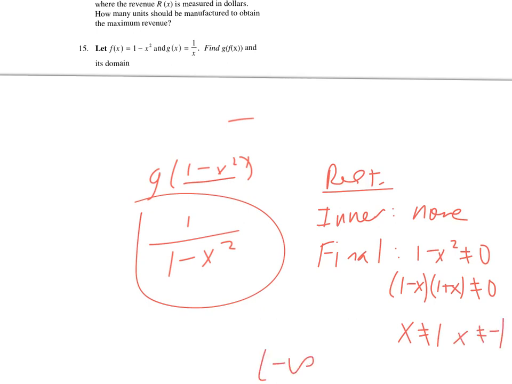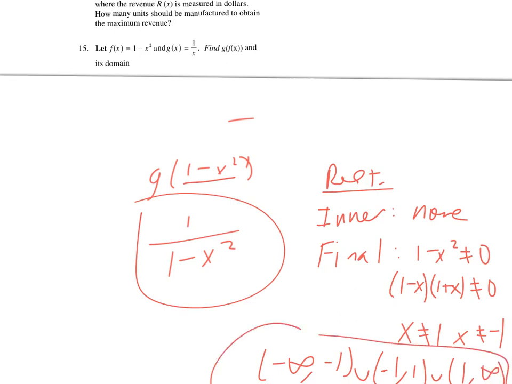So then my domain would be negative infinity to negative 1, union, negative 1 to 1, union, and then 1 to infinity, just excluding those two numbers. Notice that we are including 0 here, even though 0 is restricted in the outer function. We do not take that into consideration when talking about composites.